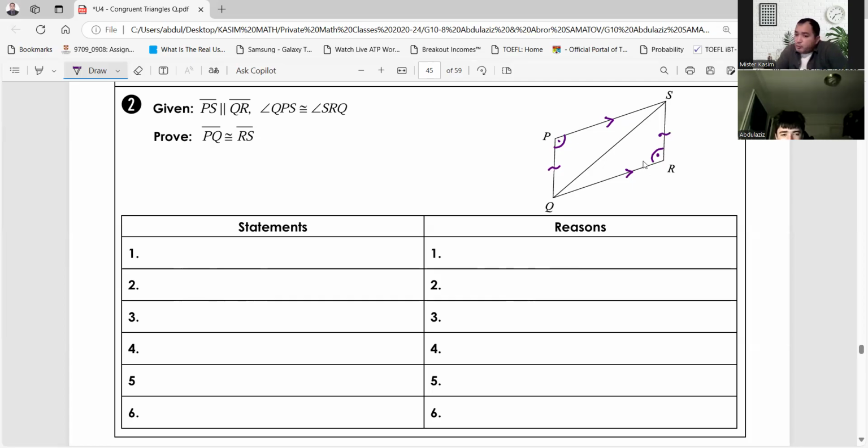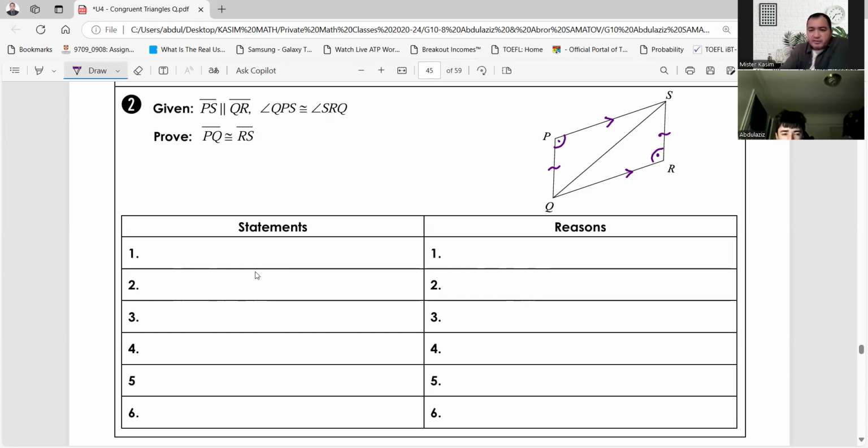So now, what do you think here? What property am I going to use here? Side angle side, or angle, side, side, or side angle. It doesn't matter. Because you see here, this angle P, angle R, and this PS, I'm going to show that QR, they are equal. And QS is a common side, reflexive property. So that means that PQ must be equal to SR. Equal means congruent.